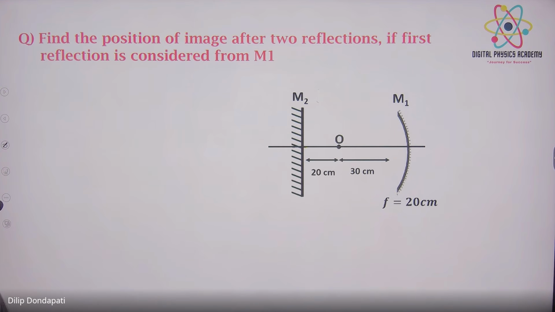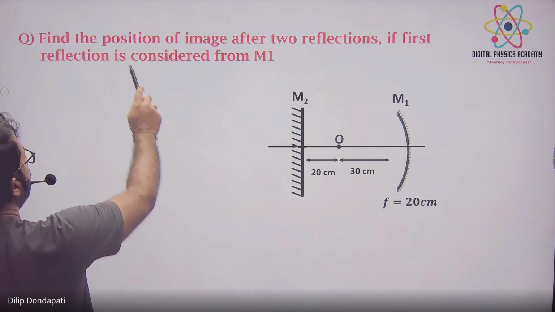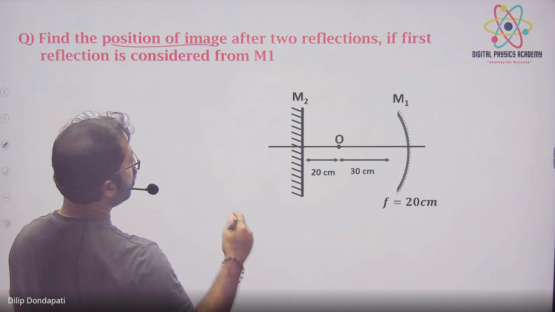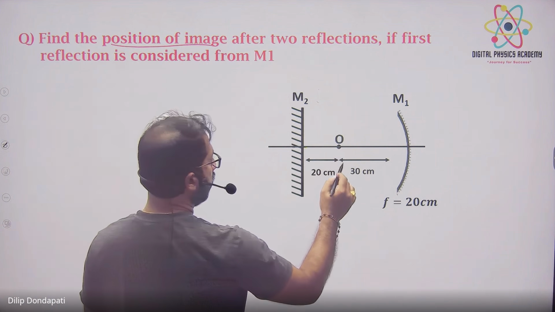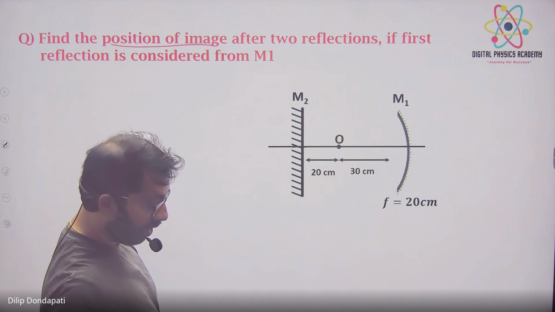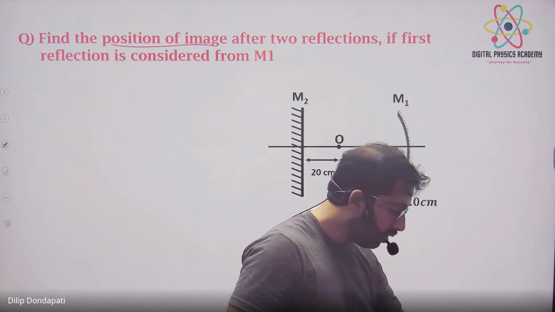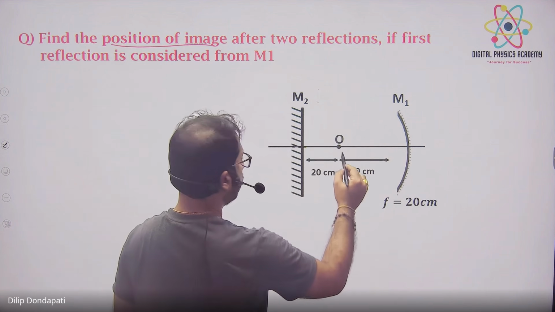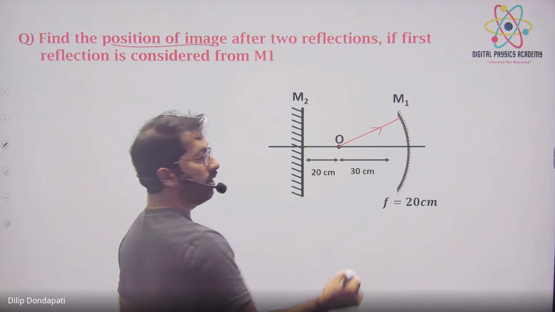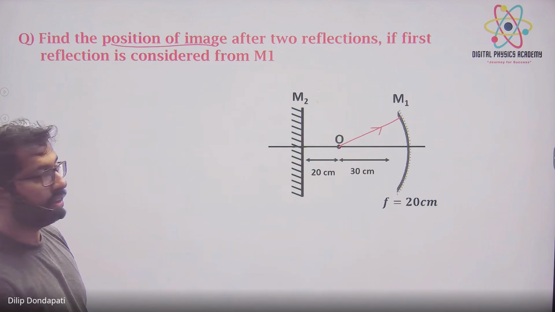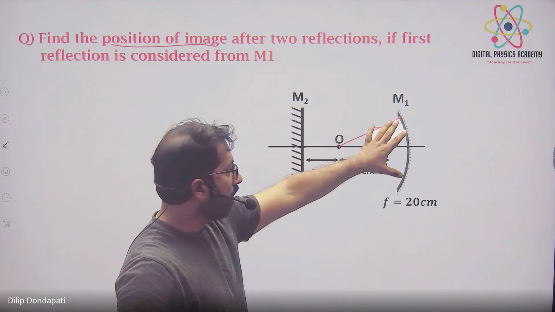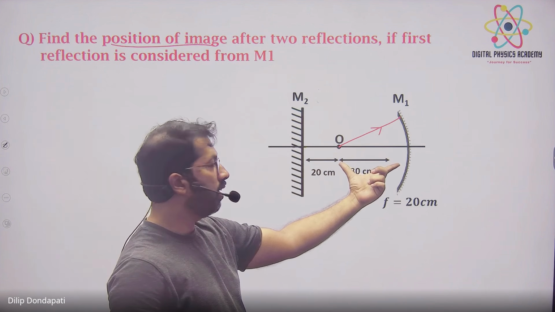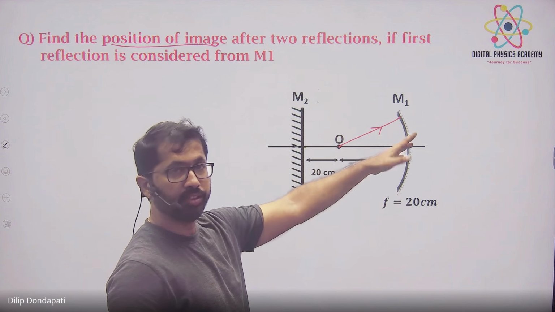Now it is concave and plane mirror. You're asked to find the position of the image. Where do we need the final image? After 2 reflections, if the first reflection is considered from M1, meaning if the first reflection is from M1, M1 is to the right of the concave mirror, so the image will come from that side. It is coming from here. Now forget about this one first. There is a concave mirror. At what distance? 30 centimeters away. Find the image first.